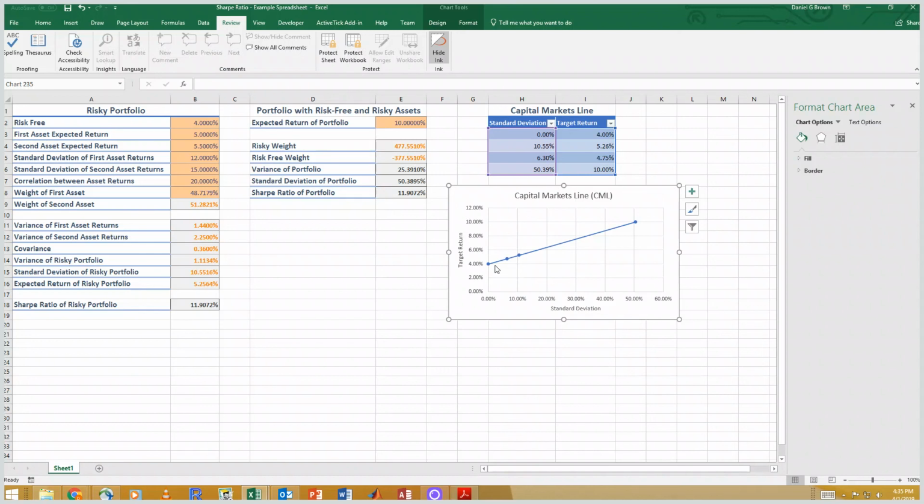And of course, this makes sense as a straight line because the target return minus the risk-free rate, divided by the standard deviation, the Sharpe ratio of that portfolio, is a constant. And so it makes sense that this relationship between standard deviation and target return is linear.